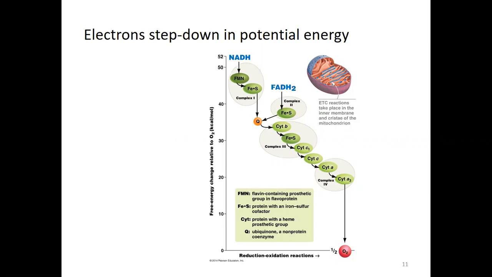And that energy doesn't disappear. The energy goes to moving hydrogen ions across the membrane to create this proton motive force. Now, this proton motive force turns out to be really important for overall energy production in the cell.